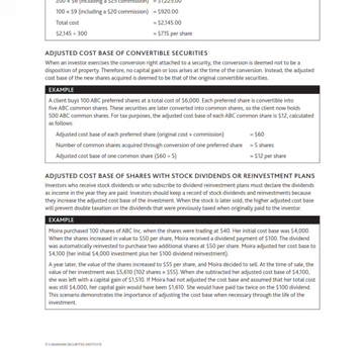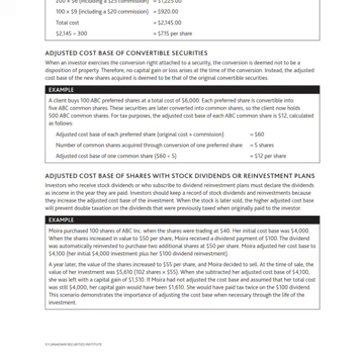Adjusted cost base of convertible securities. When an investor exercises the conversion right attached to a security, the conversion is deemed not to be a disposition of property. Therefore, no capital gain or loss arises at the time of the conversion. Instead, the adjusted cost base of the new shares acquired is deemed to be that of the original convertible securities.